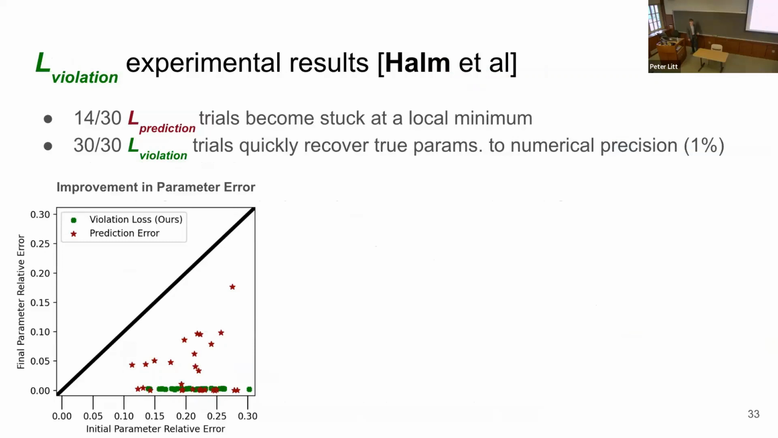And overall, we found over multiple trials that prediction error does, as we expect, get stuck in local minima and not recover the true model. Whereas over many trials, every single instance of optimizing with our novel violation loss is able to recover the ground truth parameters to numerical precision.